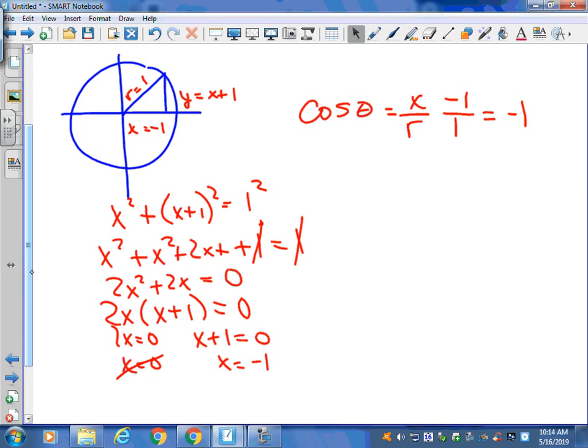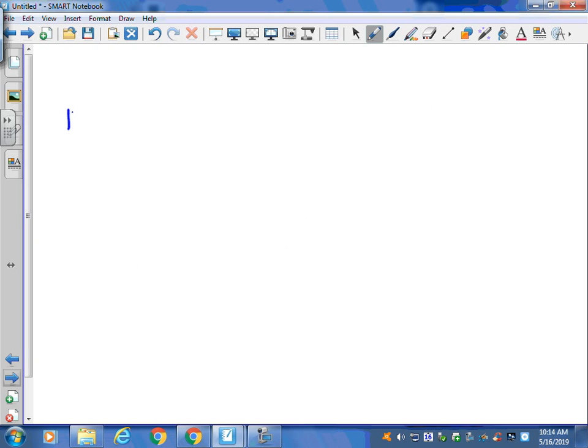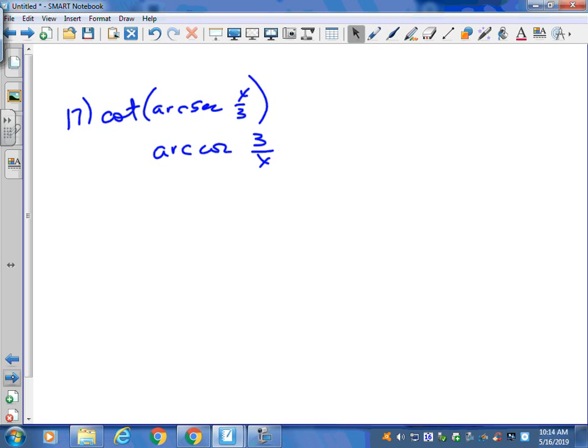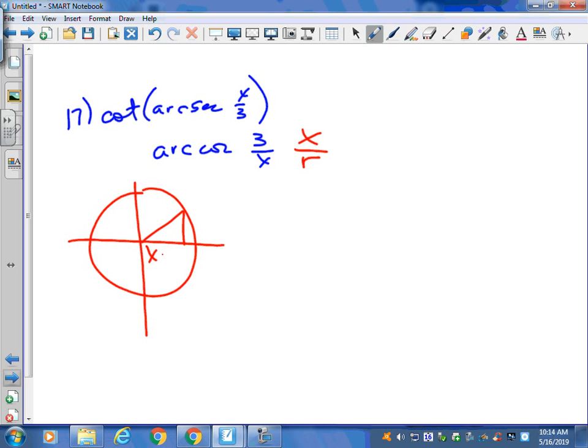Well, we haven't done much about secant and cotangent, so we'll just do number 17. So in number 17, cotangent of arc secant of x over 3. Now remember, secant is the reciprocal of cosine. So arc cosine would be 3 over x. And that makes that x over r. Does that make sense so far? And I put it in quadrant 1 because I don't know where to put it. So x is equal to 3 and r is equal to x.